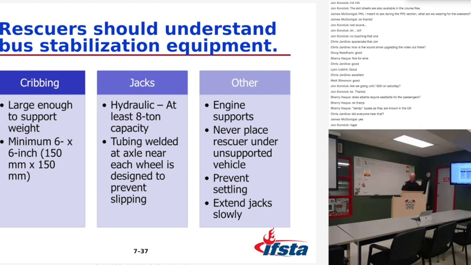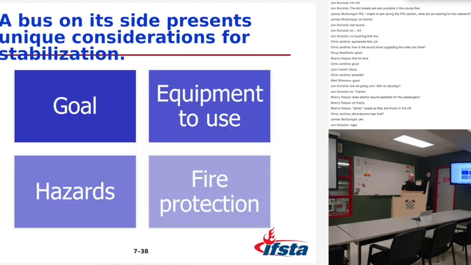Stabilizing a bus on its side. The goal is to create as many points of contact as necessary to prevent sudden and unexpected movement. We'll use the same tools: cribbing, step chocks, shoring jacks, or a combination. Hazards are the same: fuel and other flammable fluid leaks. The battery compartment might be on the underside, so it may be inaccessible, and the fuel supply valve may be inaccessible. You need to provide fire protection with no less than two 38 mm hose lines with foam capacity.